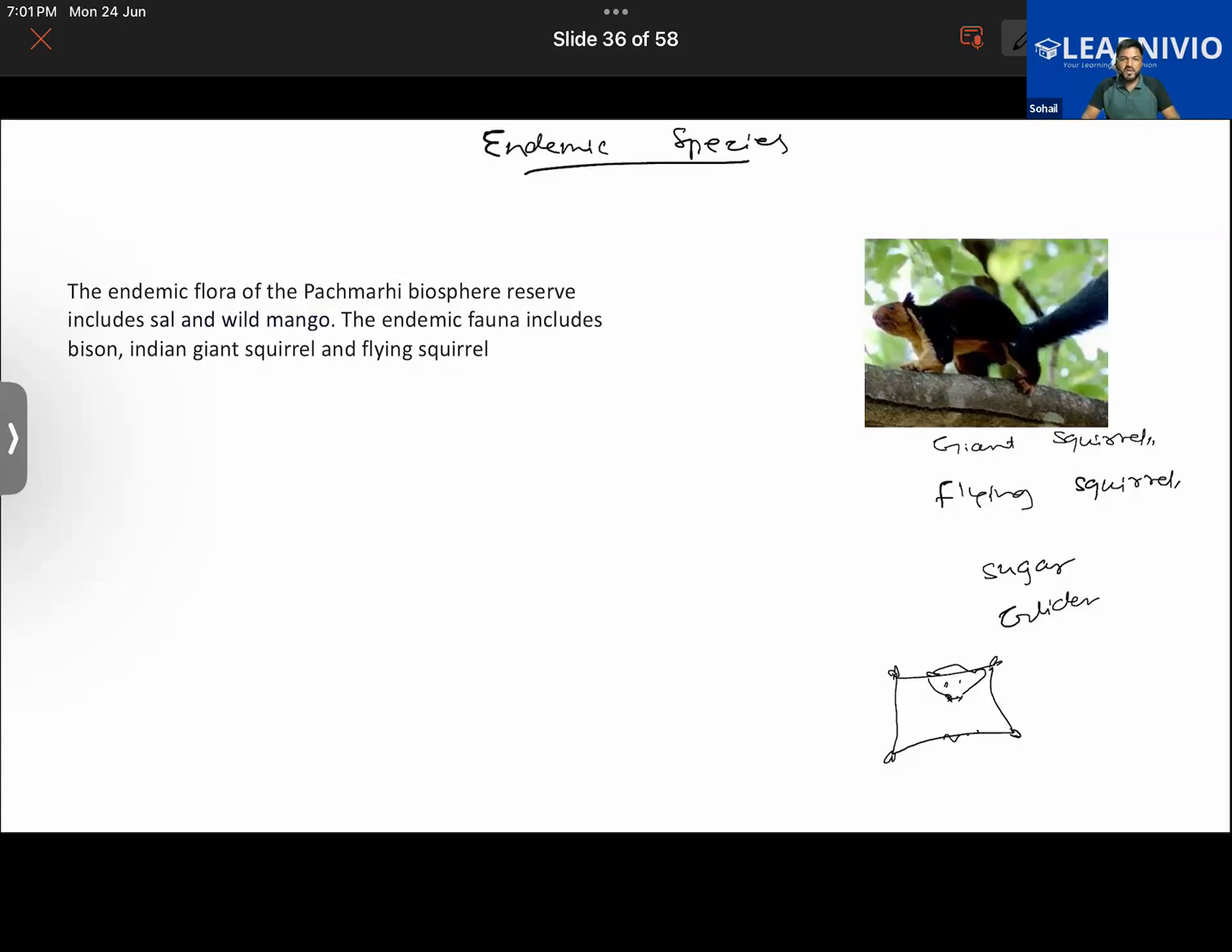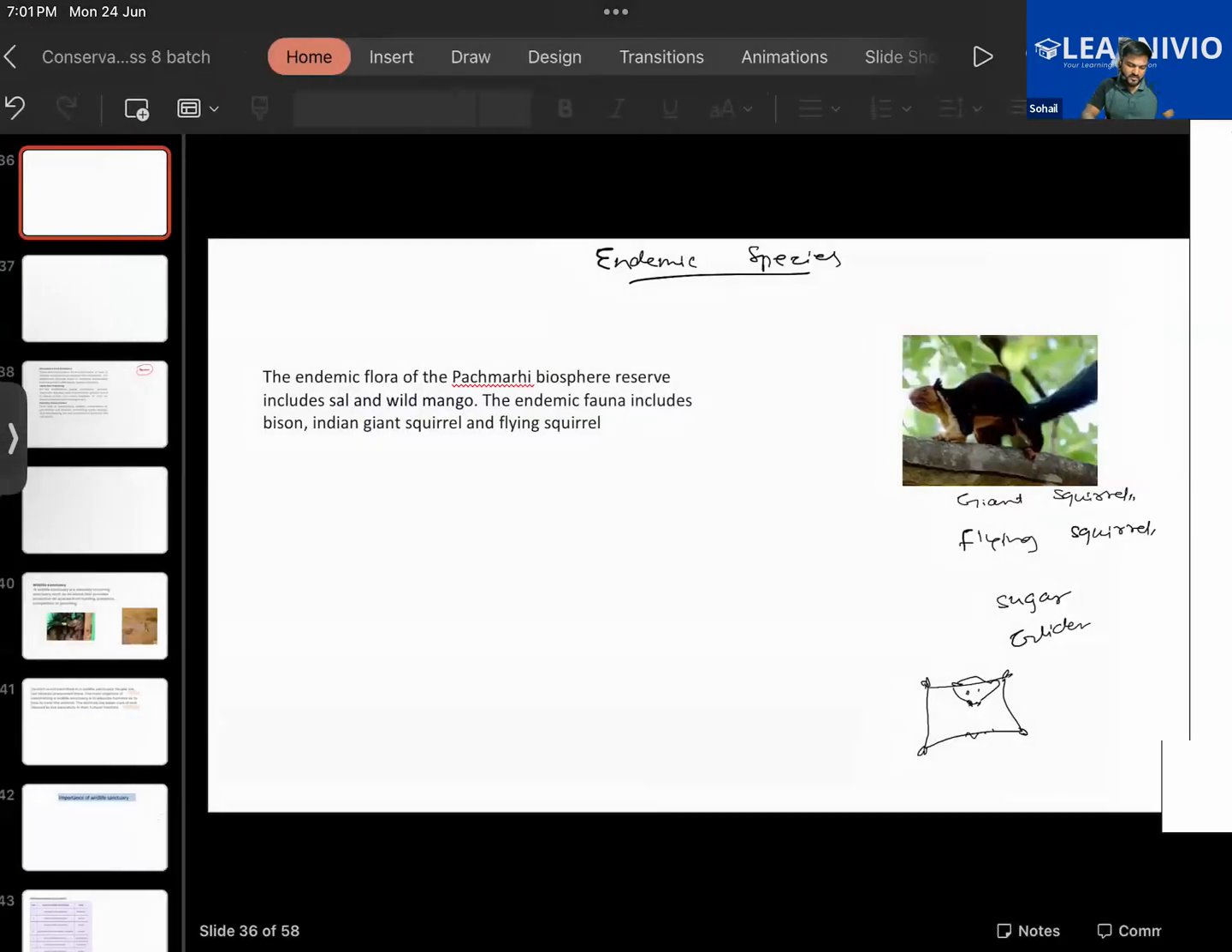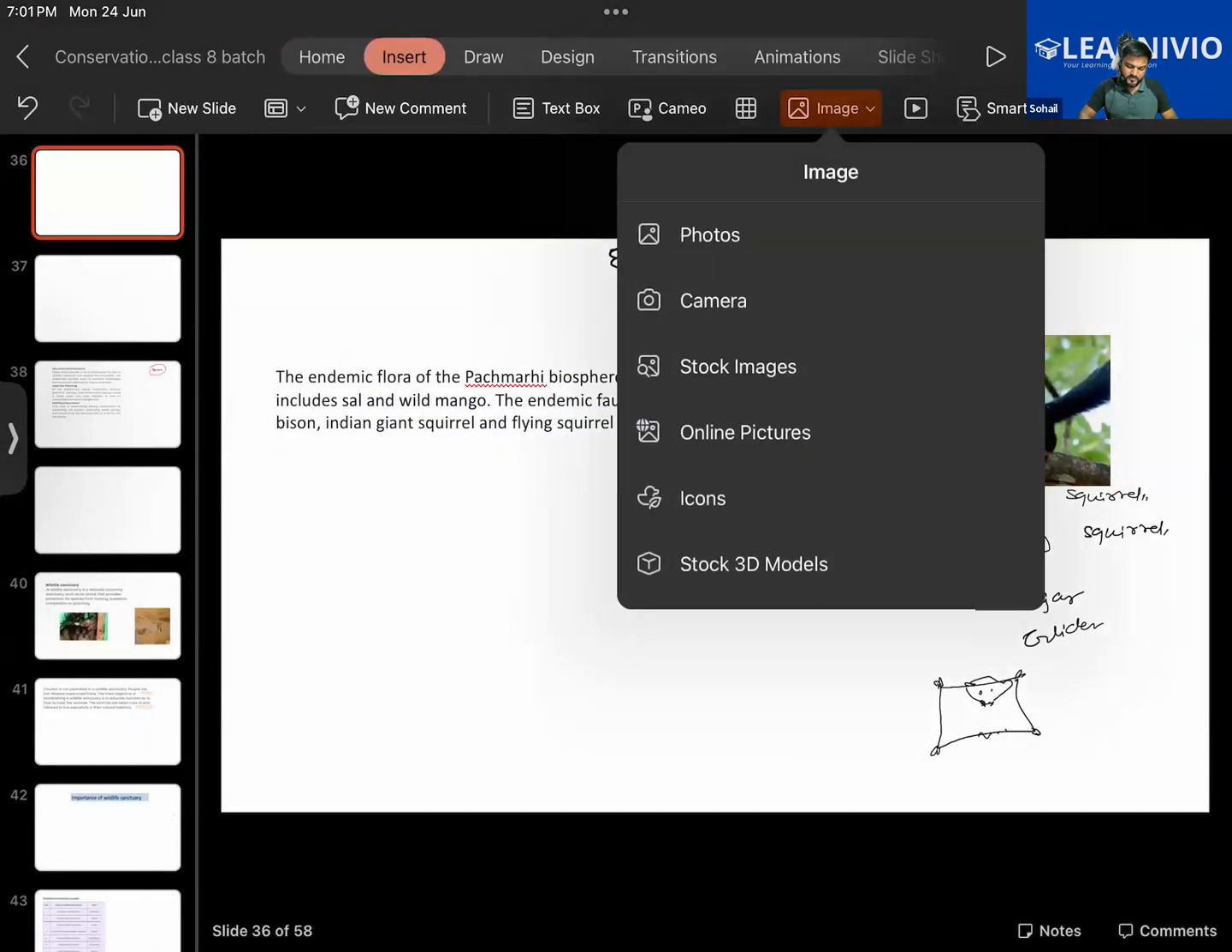Sugar gliders are a bit different, but similar to this sugar glider, you have flying squirrels also. They are also called gliding squirrels. They would also be flying in a similar manner as the sugar glider which we are saying here. Have a look at an image of it.